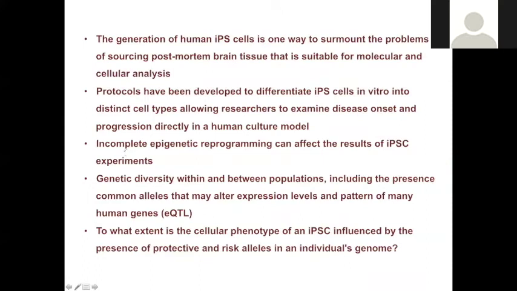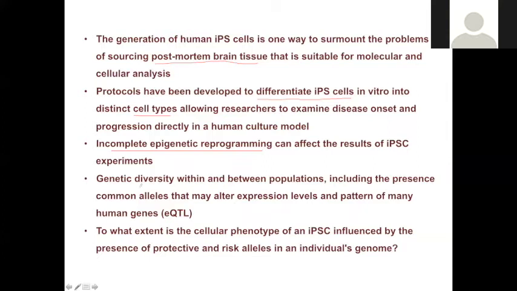So the generation of iPS cells, or induced pluripotent stem cells, is one way to surmount the problems of sourcing post-mortem brain tissue, which of course is an incredibly difficult organ to study in terms of its molecular and genetic behavior. As we heard last week, we are able to differentiate iPS cells in vitro into distinct cell types, including different types of neurons. Incomplete epigenetic programming, however, can affect the results of these iPSC experiments.